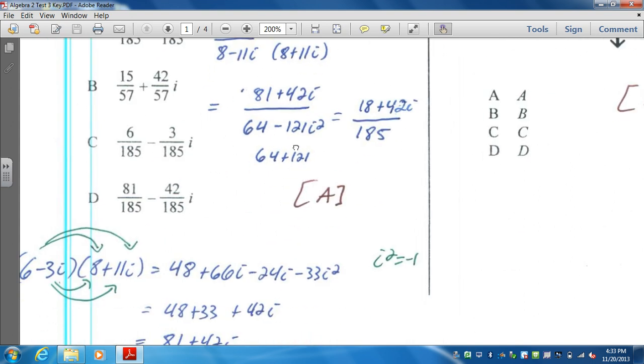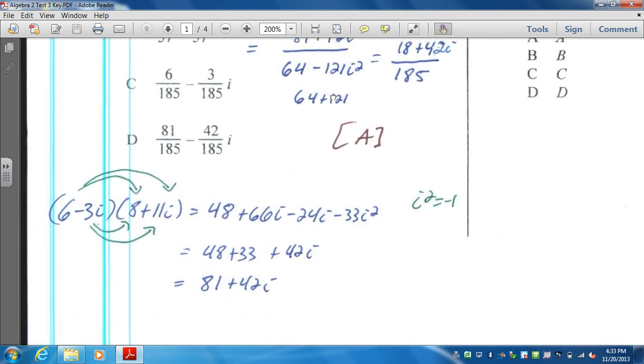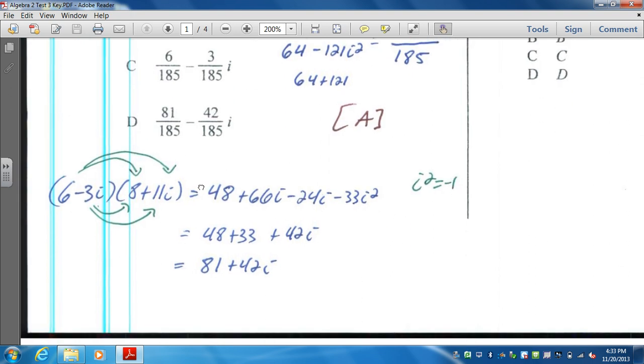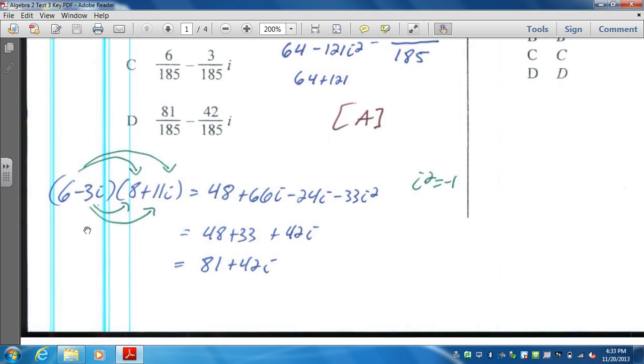And down over here on the side, I FOILed the numerator. So I'm going to FOIL 6 minus 3i, 8 plus 11i. So I'll give you a moment to kind of copy this. And then you multiply this one times this one to get 48. You multiply this one times this one to get 66i.